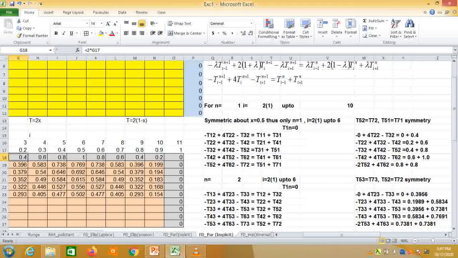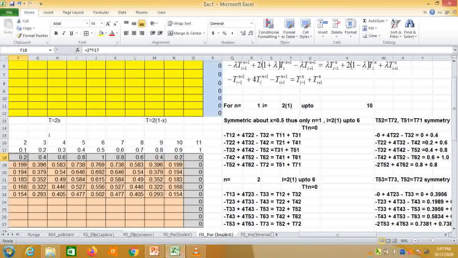And T41 initial condition 0.6. T31 initial condition 0.4. T51 initial condition 0.8. T41 initial condition 0.6, and T61 initial condition, which is 1. And T51 is 0.8, T71, it's symmetry, that's also 0.8.